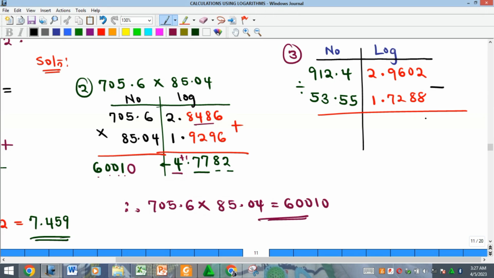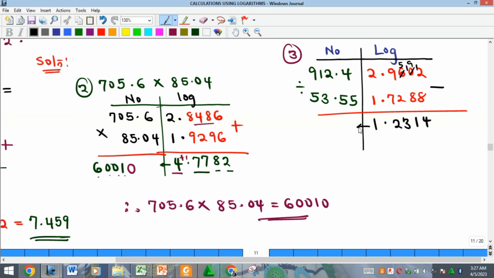So 2 minus 8 will give us 4. We borrow 1 from here, and we'll have 5. Put 1 here, that's 9. Then this is 12. 12 minus 8 is 4. 9 minus 8 is 1. 5 minus 2 is 3. Then 9 minus 7 is 2. So we have point here is 1.